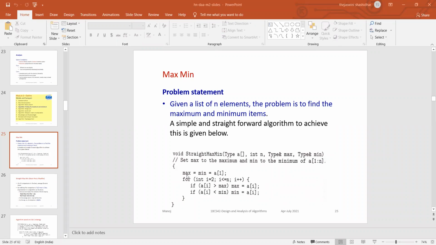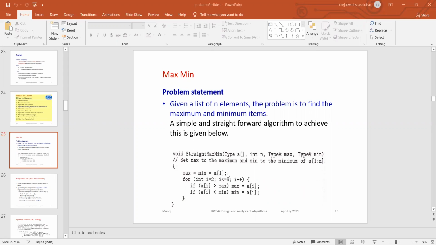Two parameters are there, one is max and the other is min. Both are set to which element? The first element of the array. Now you start comparing the second element with the first element, the third element with the first element, the fourth element with the first element, like that, and decide which is the minimum and which is the maximum.